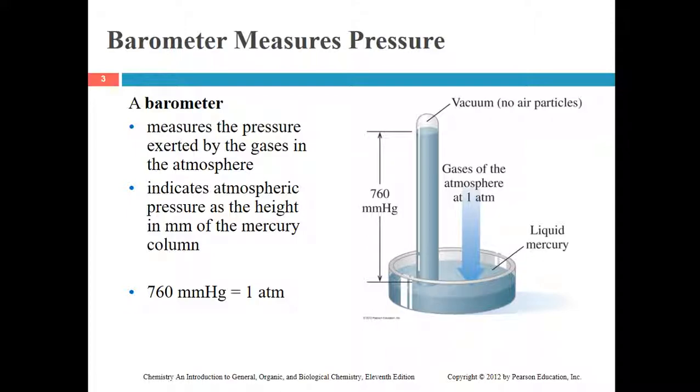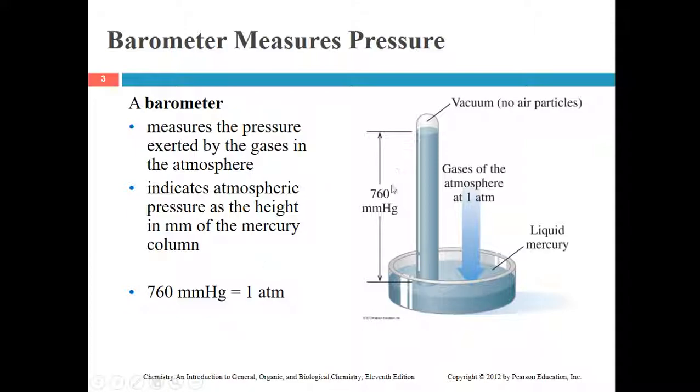First of all, we have different devices that measure the pressure, and you may think, oh, I know what device measures the pressure. When I go and check the air in my tires, it's that silver thing. Well, yeah. But here we go. A barometer measures the pressure exerted by the gases in the atmosphere. It indicates atmospheric pressure as the height in millimeters of mercury.